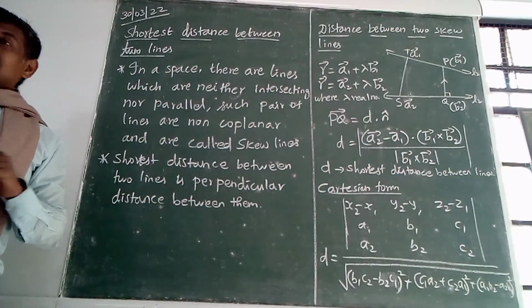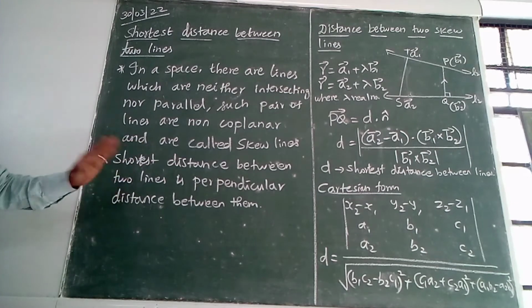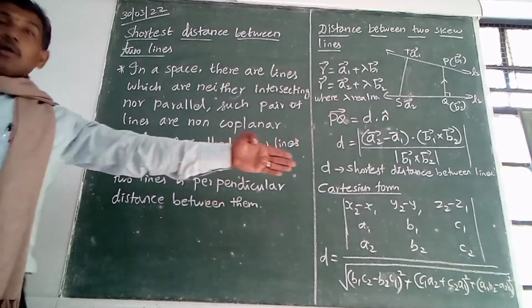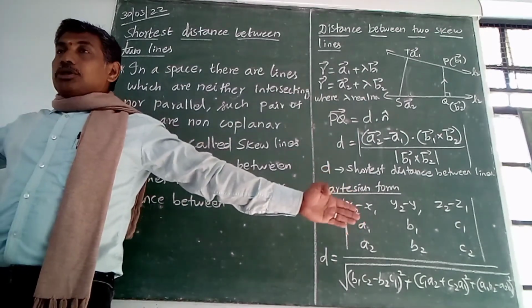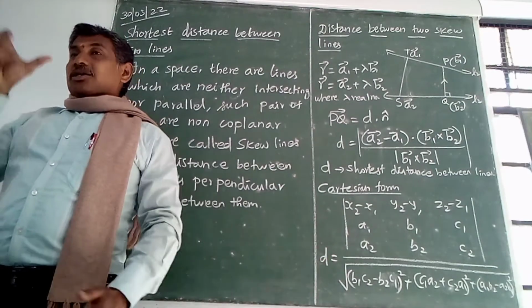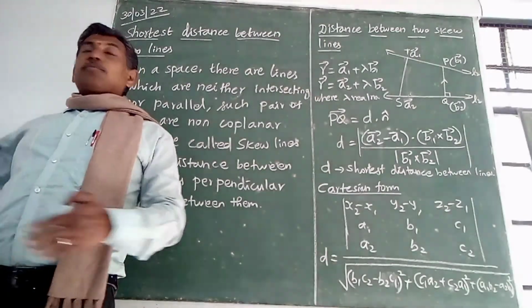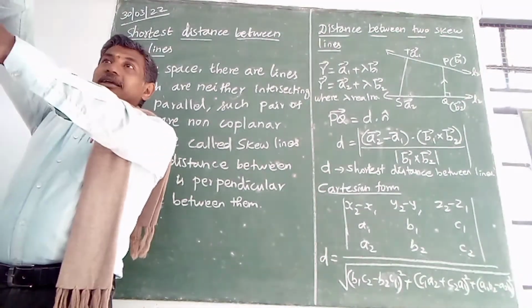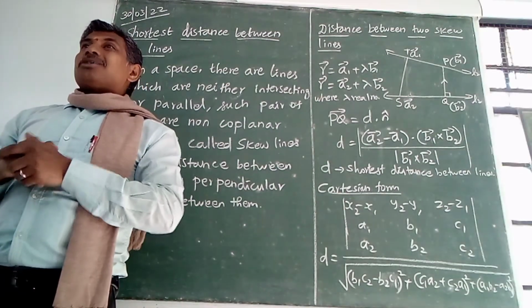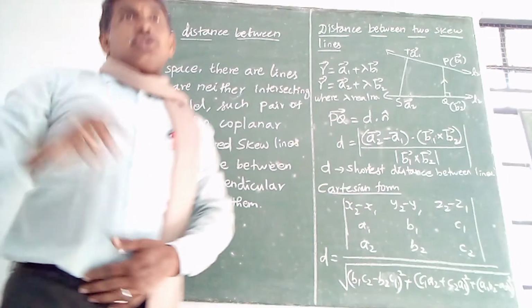The shortest distance between those two lines is the perpendicular distance. If I take the distance from this corner to that top corner, it will not be the shortest distance. Where will you get the shortest distance? It seems to be where they are intersecting, right? There you will get the shortest, perpendicular distance. That is called the shortest distance between two skew lines.